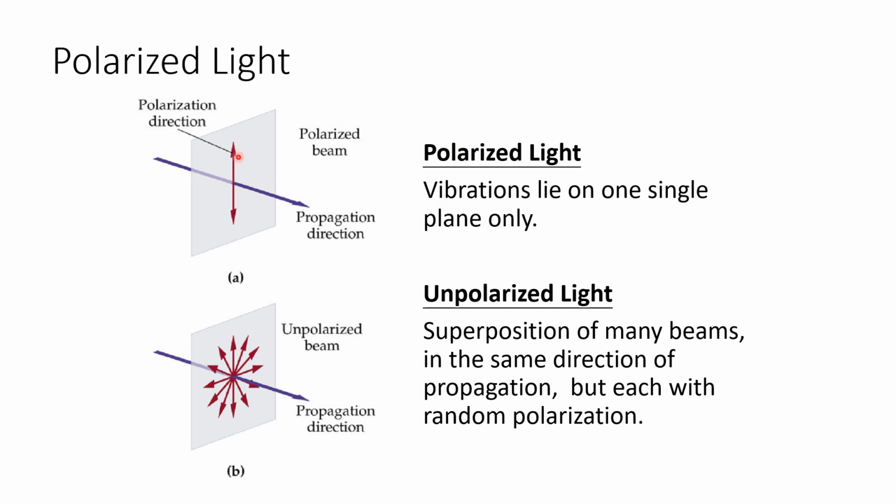This is polarized light, where vibrations of the light vector, that is the electric field vector, are only in one single plane. So this is the plane where the vibrations are taking place. The direction of propagation is of course perpendicular to the vibrations of plane polarized light. This is unpolarized light, where the electric field is vibrating in all possible directions.